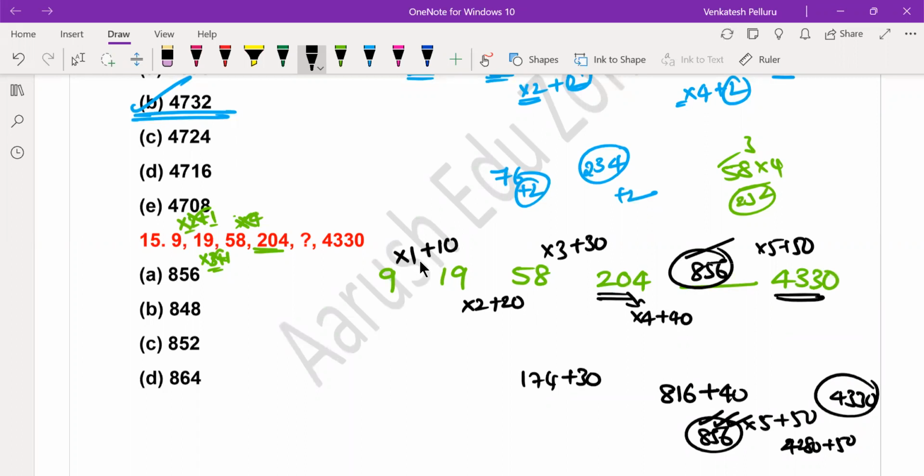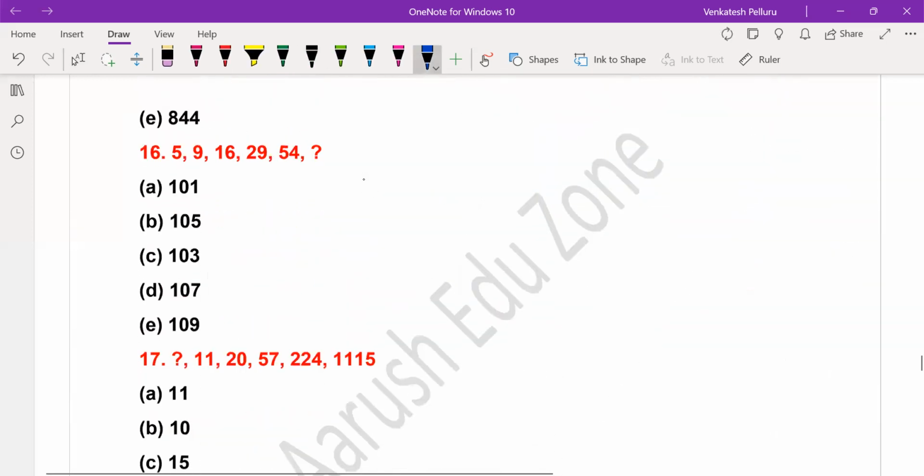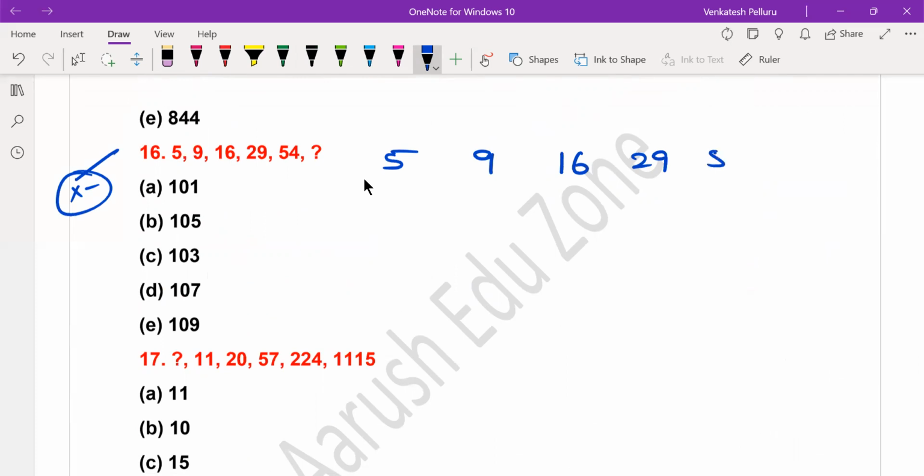But the logic is into 1 plus 10, into 2 plus 20, into 3 plus 30, likewise. And the answer is option A, 856. Okay. So I'm moving to question number 16. As I already said, it is actually into and minus. But I'll show you how to guess whether it is into, minus, or into, plus, etc. So 5, 9, then 16, and then I'm having 29, then 54, and then the last value to be found out.